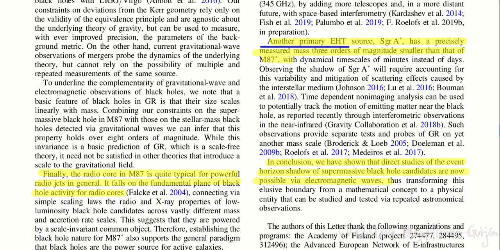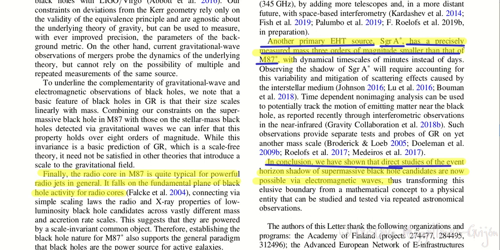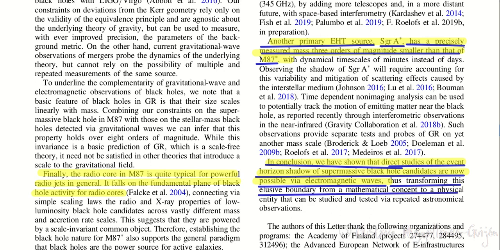Another primary Event Horizon Telescope source, Sagittarius A*, has a precisely measured mass 3 orders of magnitude smaller than that of M87. Finally, in conclusion, they have shown that direct studies of event horizon shadows of supermassive black hole candidates are now possible via electromagnetic waves, thus transforming this elusive boundary from a mathematical concept to a physical entity that can be studied and tested via repeated astronomical observation.